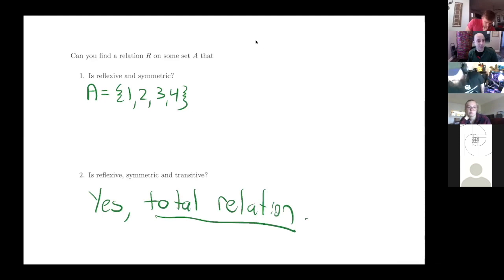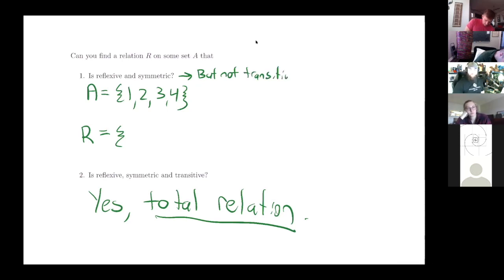And what I'd like us to do, maybe let's consider the same set. So let's consider the set A, which is 1, 2, 3, 4. What I'd like you guys to think about is write out the relation, which again is going to be a subset of A cross A, that's going to satisfy reflexive and symmetric. Okay, but it's not transitive.